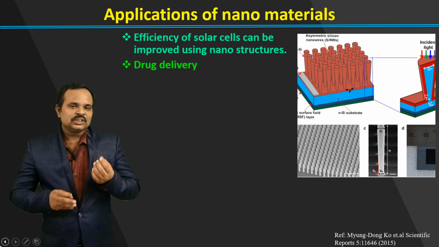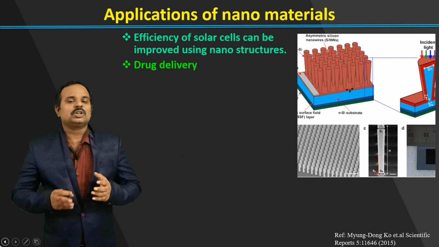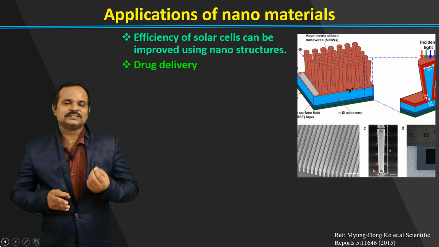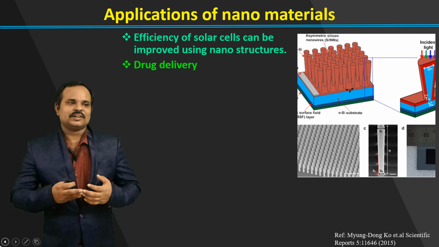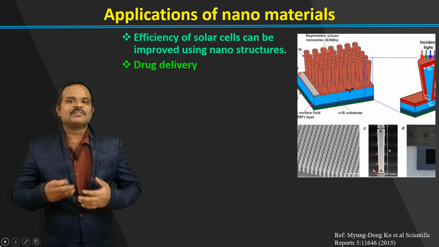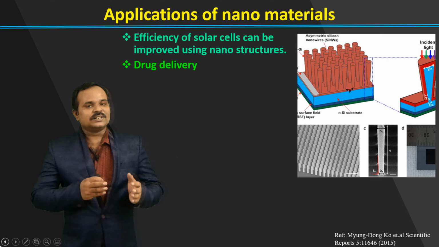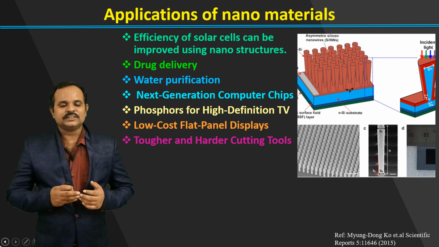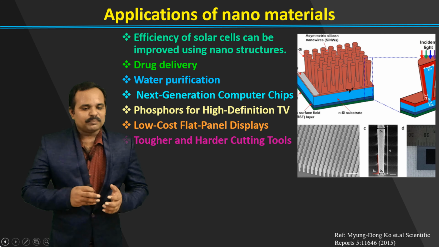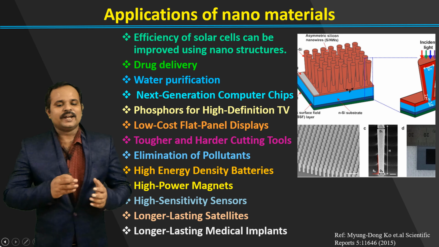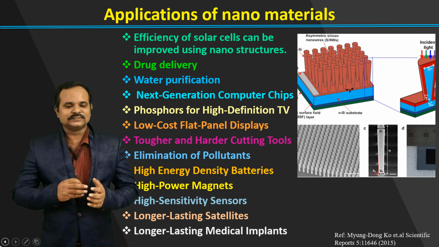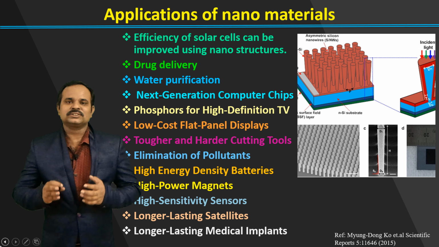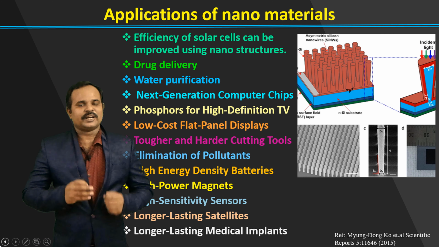Because of the nanostructures, we have more surface to volume ratio. Now, if your drug is made in nanoform, then the drug will have more surface area, so that it can interact with the surroundings easily and have more reacting power. And also, nanomaterials can be used in water purification, computer chips, phosphors for high definition TVs, low cost flat panel displays, pollution elimination processes, high energy density batteries, high power magnets, high sensitivity sensors, long lasting satellites, and longer lasting medical implants. In all these areas, we can use nanomaterials.